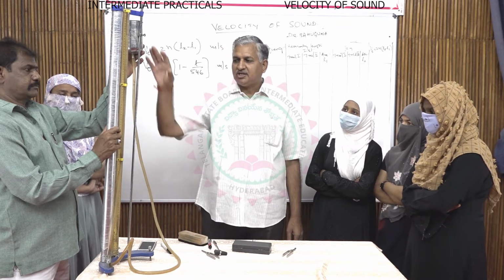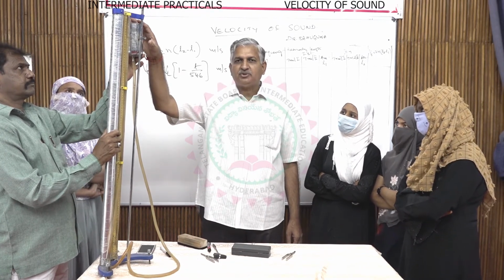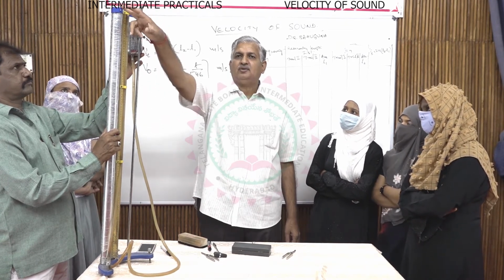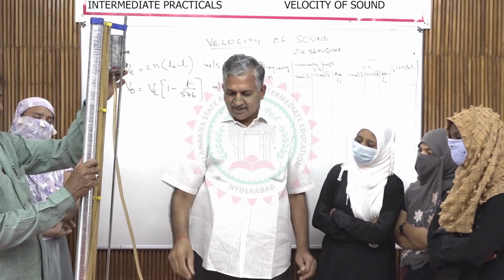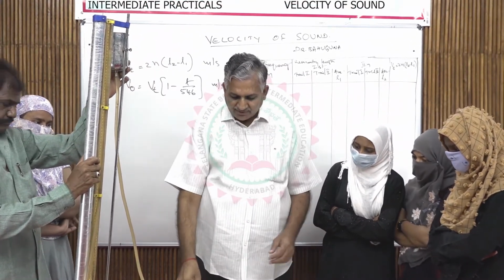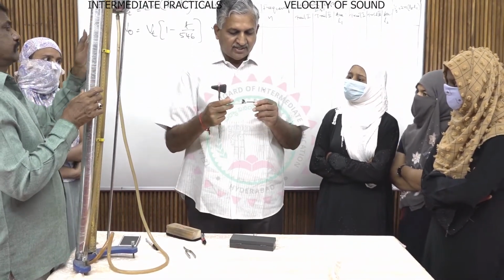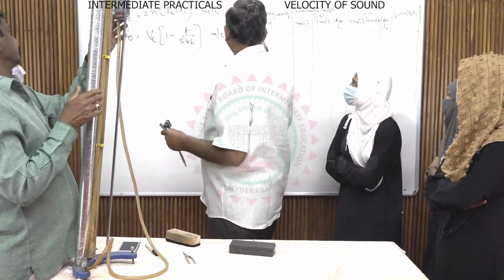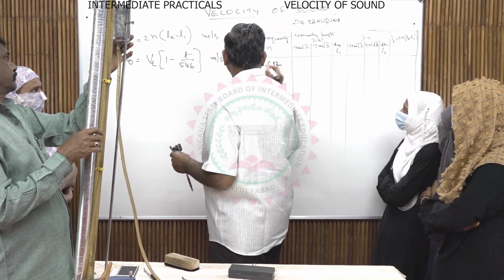So this is fixed in a stand like this, and we are going to do this experiment here. How? Here there is an air column. As we are moving this one, the air column also changes. So I am taking the tuning fork here, the fixed tuning fork, where the frequency is given as 512. So in the tabular form I am writing here 512, the first frequency. It is a 512 frequency.